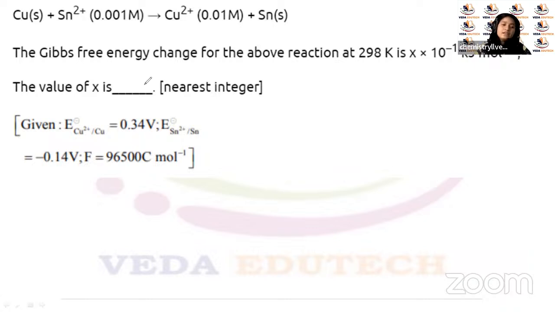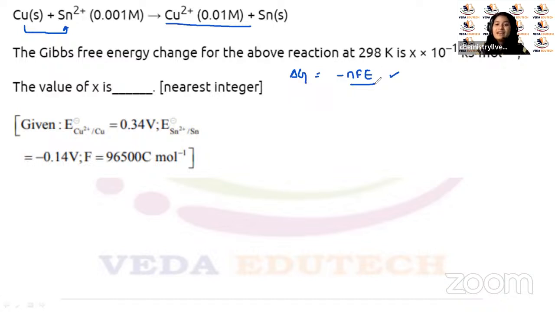Okay, children. So let us read what is being given in the question to us here. It is given that when copper combines with Sn2 plus, this equation is being given to us. Okay, a redox reaction is given to us. The Gibbs free energy change for the above reaction at 298 Kelvin is this much. So the Gibbs free energy, delta G, is equal to minus nFE. Okay, this is what we have to find out, right? So here we are not going to find out the standard, we have to find out the E cell. Yes, we have to find out the E cell.